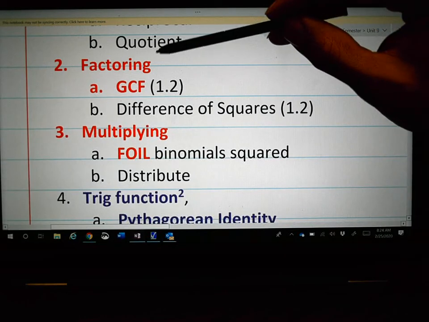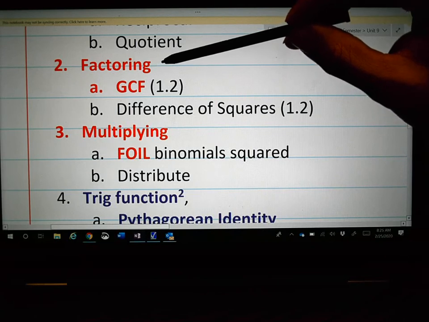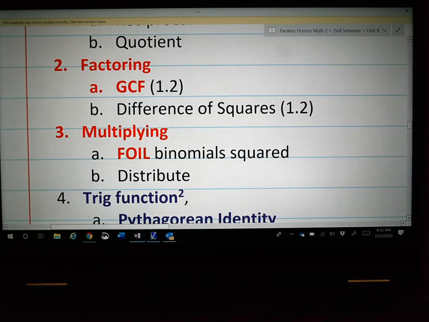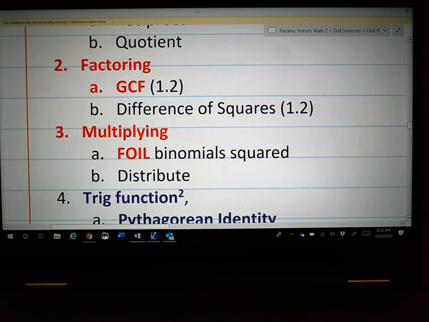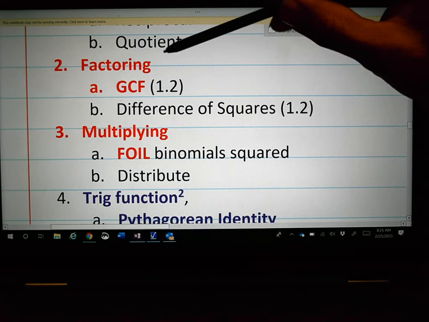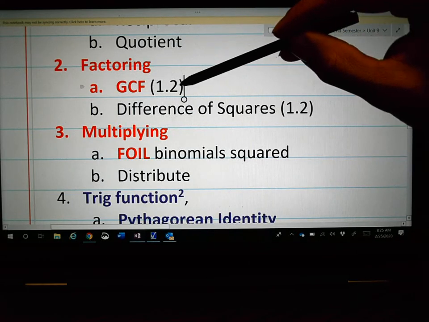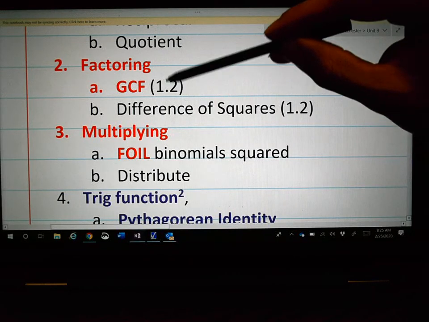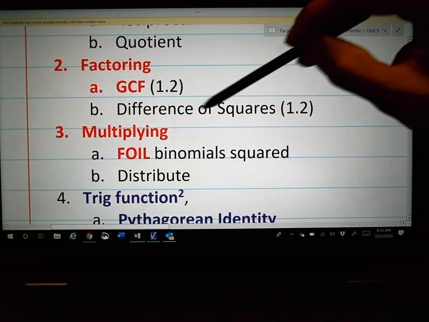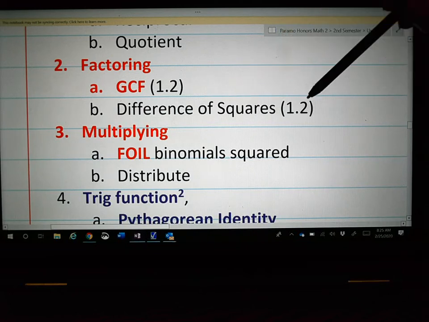You might have to use some GCFs except with trig functions. You might have to pull out a sine of theta or a cosine of theta from both terms and use parentheses. If you do not remember how to do GCF factoring, take a look at your 1.2 notes. You might also have to do difference of squares factoring. If you forgot what difference of squares factoring is, it's in 1.2.